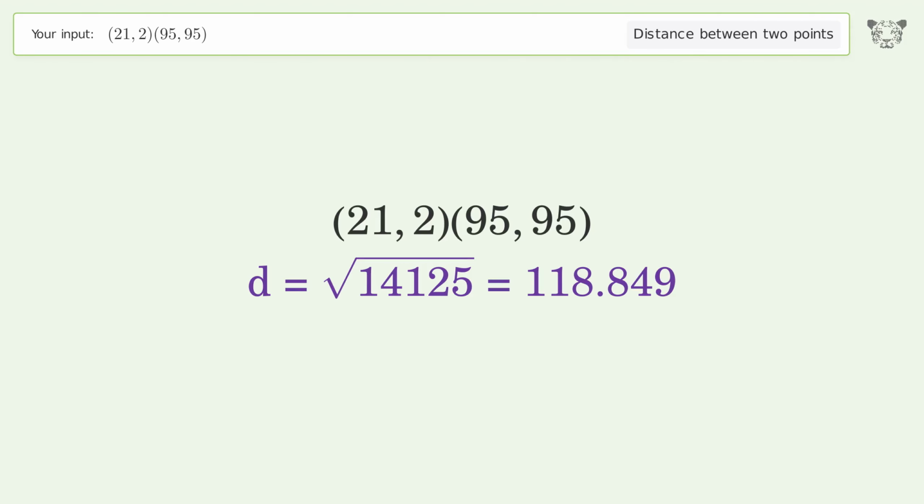x1 equals 21. x2 equals 95. y1 equals 2. y2 equals 95.